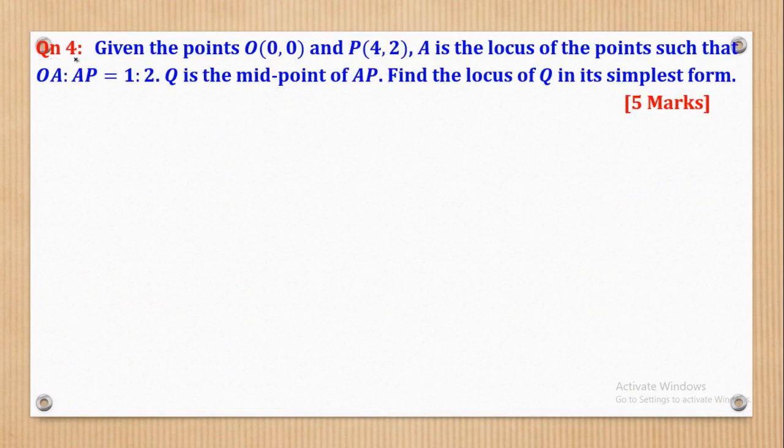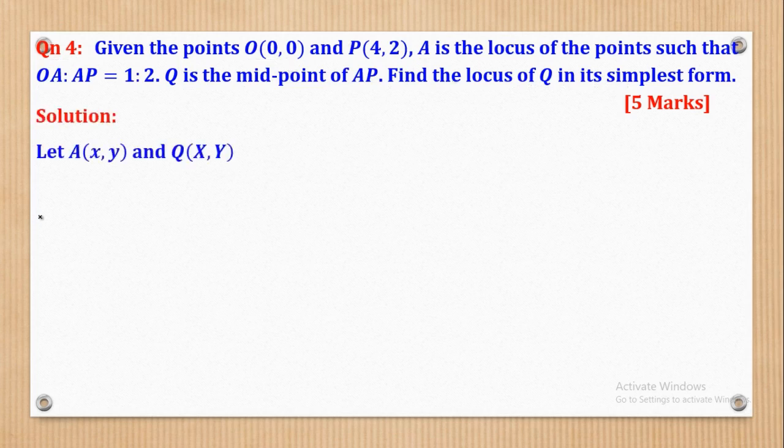That was question 3. Now we shall go to question 4, which says that given the points O, which is (0, 0), and P, which is (4, 2), A is the locus of the point such that OA to AP is equal to 1 to 2. Q is the midpoint of AP. Find the locus of Q in its simplest form. So you come and start from the given ratio.